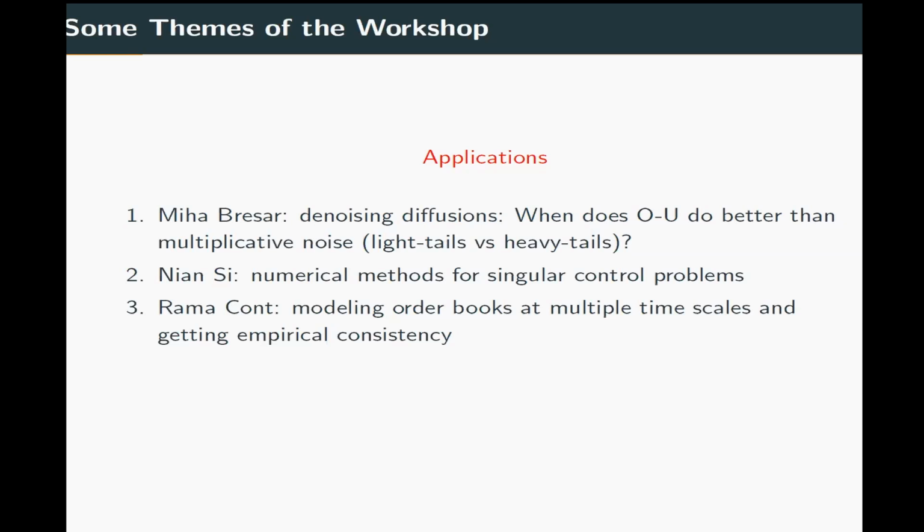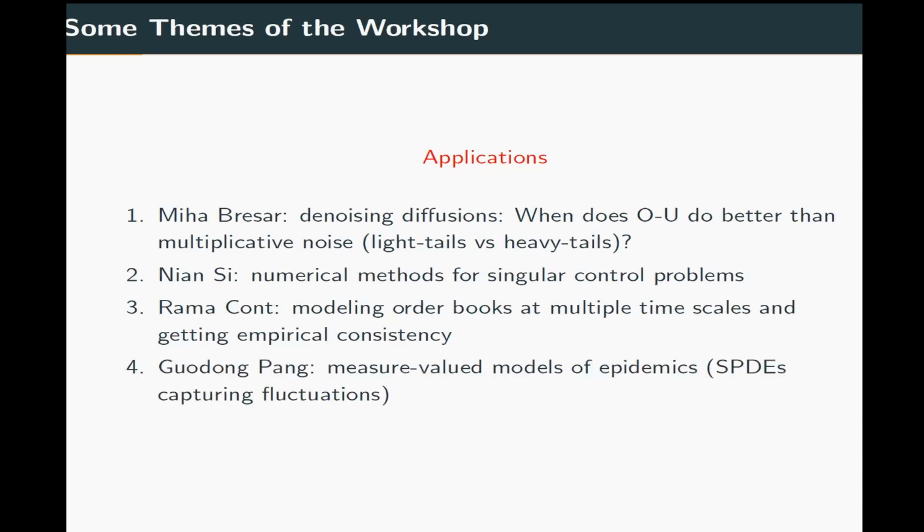Because this is a really complex process and you have to make some idealizations in the models of order books. And so this is all the way going to quite complicated SPDE models of these order books, measure flows, and still being able to actually get something out that you can say something about. I think it's quite a modeling tour de force. And then Guodong Pang also talked about measure valued models of epidemics and SPDEs that capture their fluctuations.